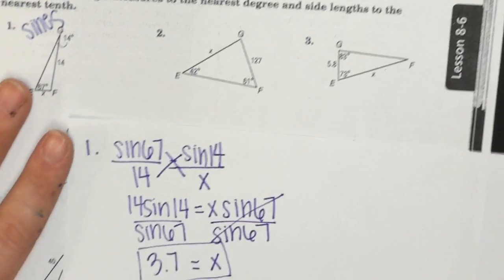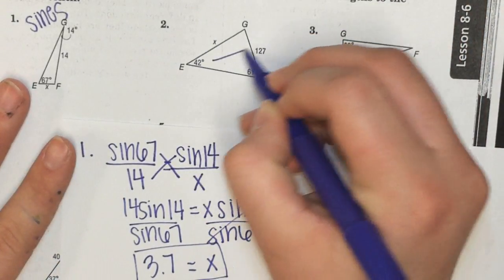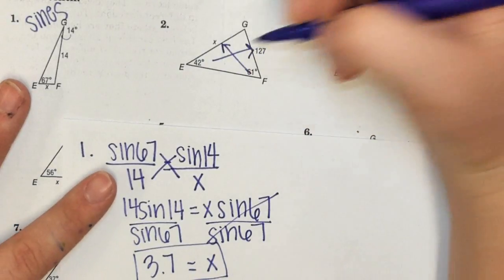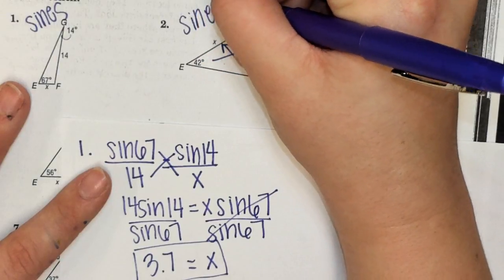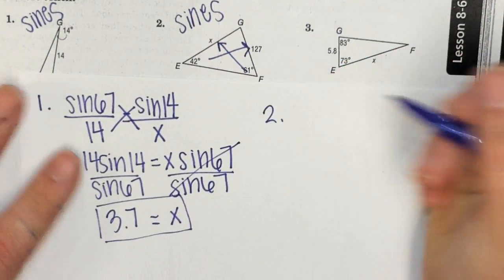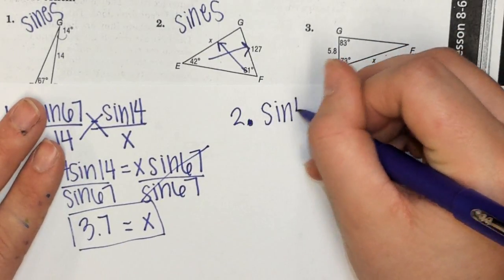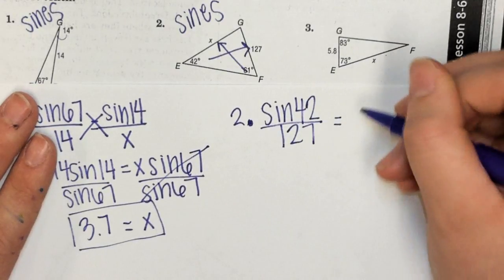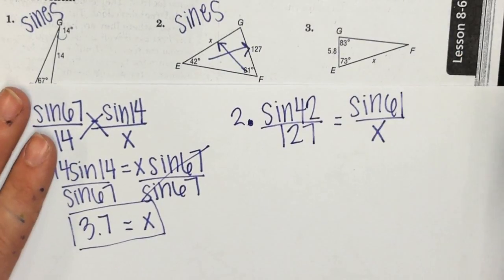Okay, let's go to number two. Look at what you know. I know this angle goes with this side, and I know this angle goes with this side. So guess what we're using? Sines. Because we can set up a proportion. Sine of 42 goes over 127. Sine of 61 goes over what we're finding.